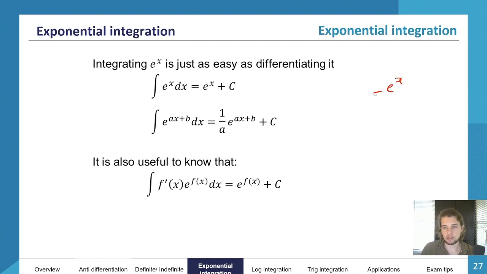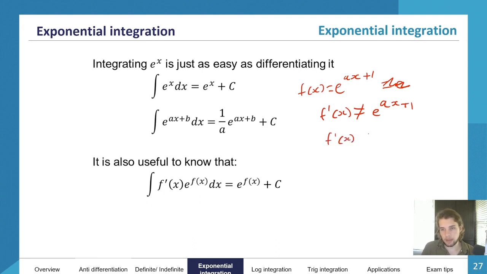Now, that doesn't mean e to the power of, let's say, ax plus 1 derived equals the same thing. So let's derive, let's say, f(x) equals this. The derived version of f(x) does not equal e to the power of ax plus 1. It does equal basically the differential of what's up here multiplied by this.